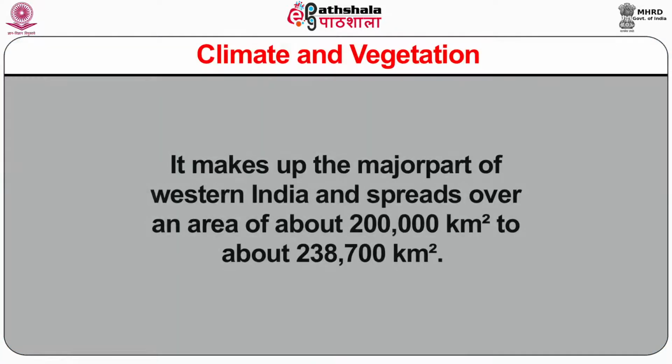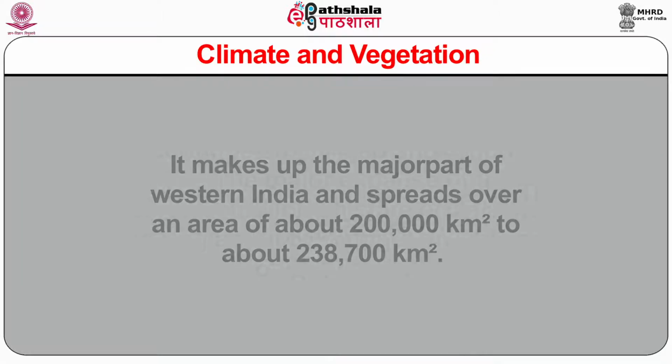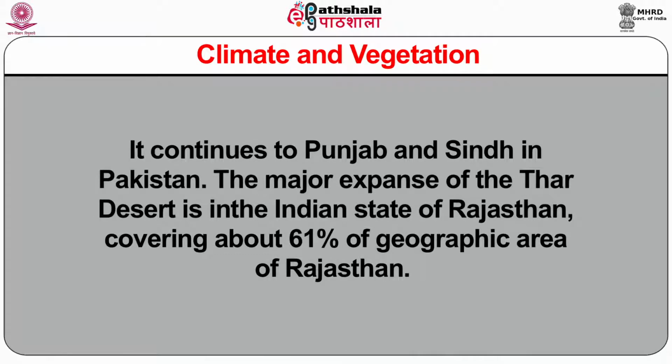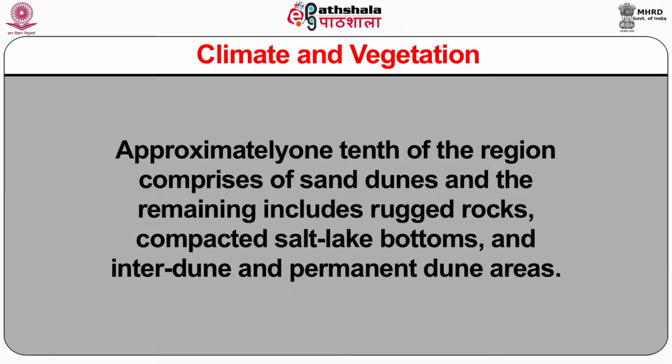It makes up the major part of western India and spreads over an area of about 238,700 square kilometers. It continues to Punjab and Sindh in Pakistan. The major expansion of the Thar Desert is in the Indian state of Rajasthan, covering about 61% of the geographic area of Rajasthan. Approximately one tenth of the region comprises sand dunes and the remaining includes rocky areas, compacted salt lake bottoms and interdune and permanent dune areas.